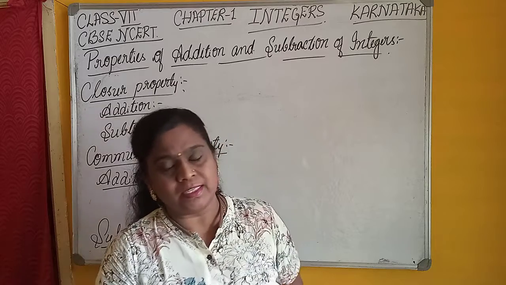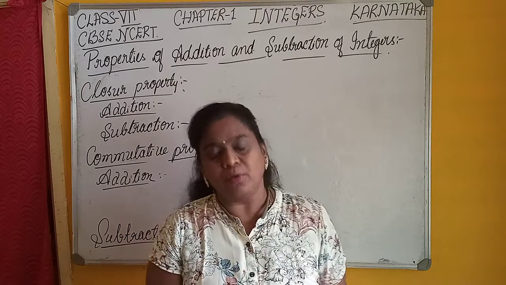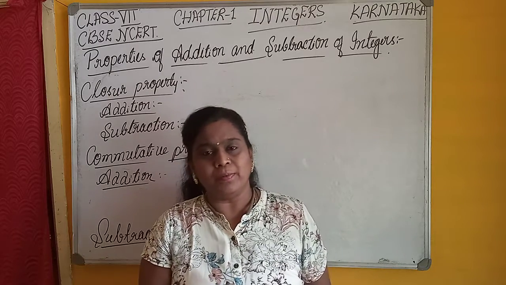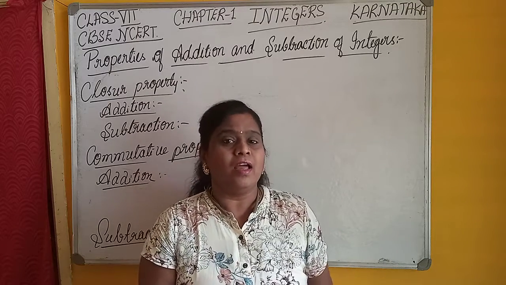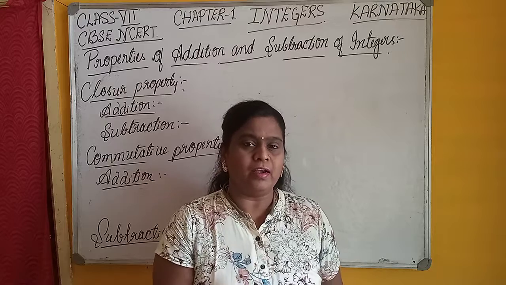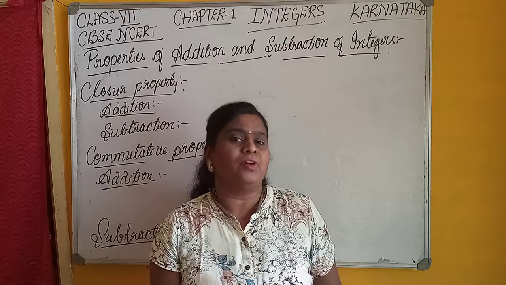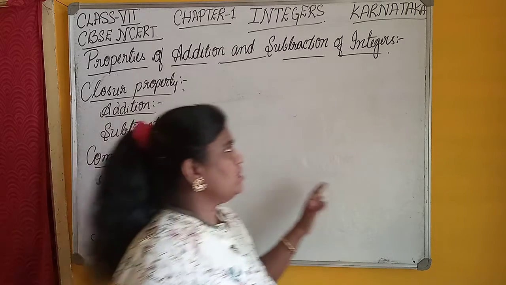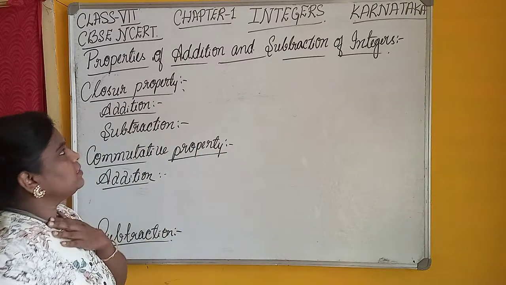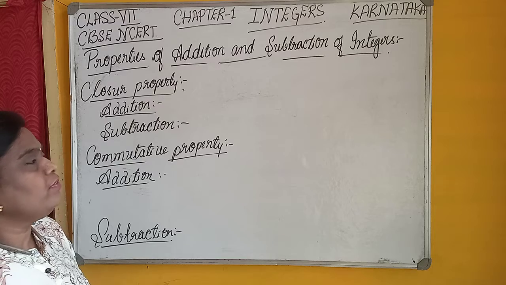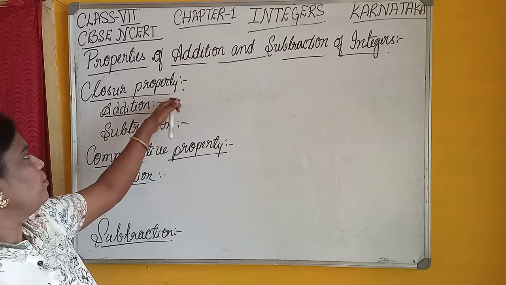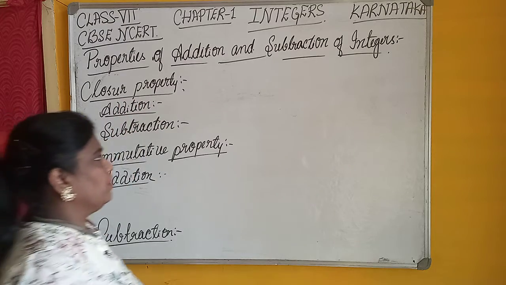In the previous classes, you learnt what integers are. Integers are the set of whole numbers along with the negative integers. Otherwise we can say that the integers are the positive numbers, negative numbers and zero. Okay, in this we are studying the properties of addition and subtraction of integers. Closure property. First we are studying about the closure property.